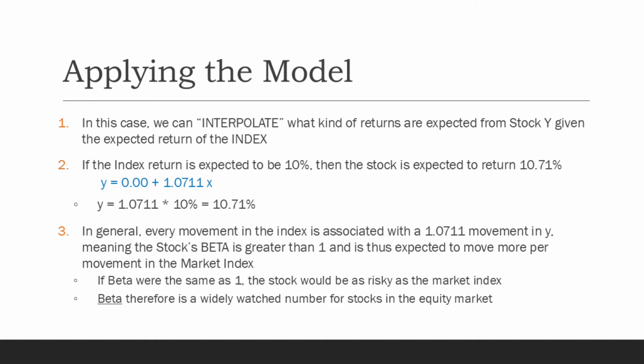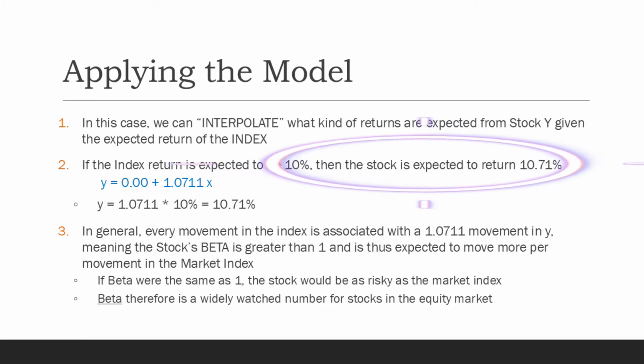So applying the model. In this case, we can interpolate what kind of returns are expected from stock Y given the expected returns of the index. So if the index return is expected to be 10%, then the stock is expected to return 10.71% given this formula.